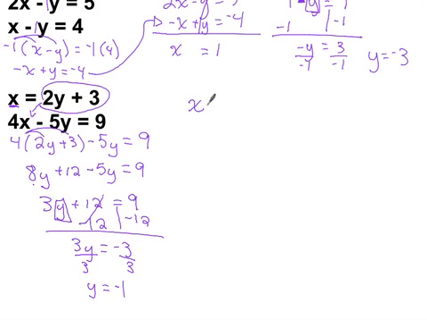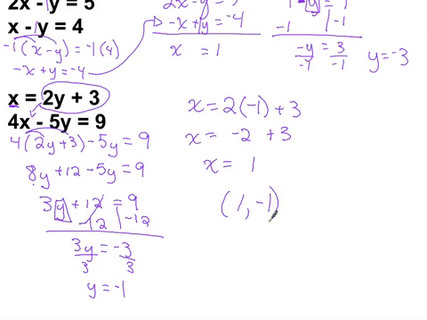So that I get that x is equal to 2 times y, which we already know is -1, plus 3. Well, 2 times -1 is -2 plus 3, and I get 1. So x is equal to 1. Y was -1, so my solution is (1, -1).